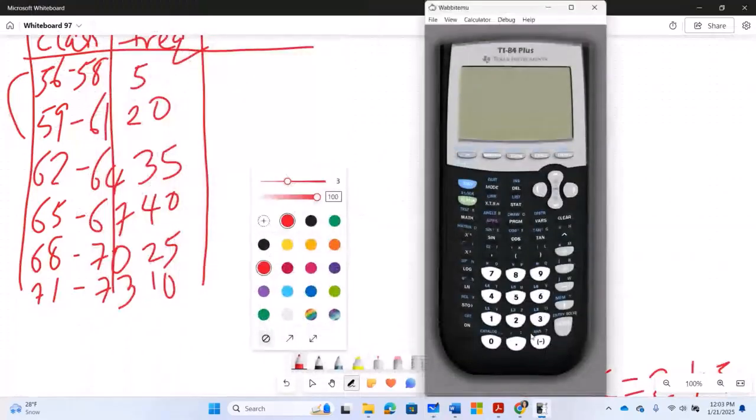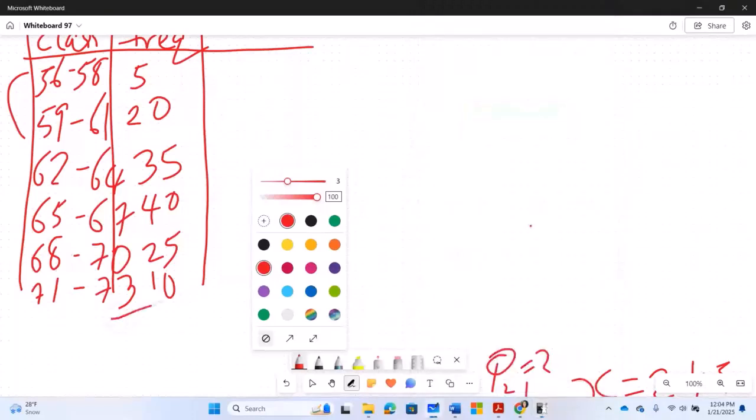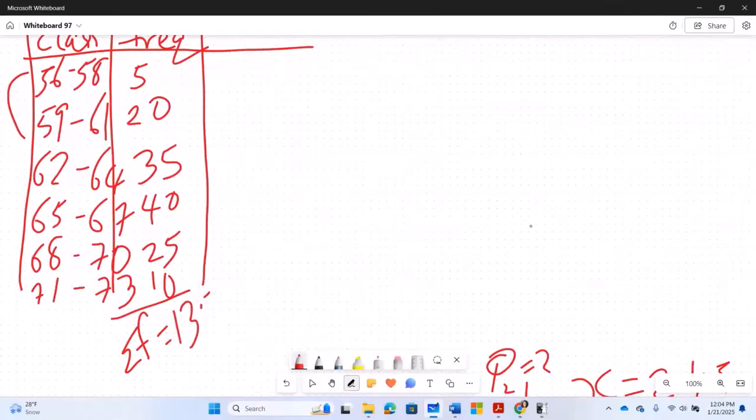So to find the total frequency, I'm going to clear this. And then for the total frequency, I'm going to start from 5 plus 20 plus 35 plus 40 plus 25 plus 10. And when I hit enter, I have 135. Therefore, the total frequency, summation frequency, is 135. Now I have built a frequency distribution table of the data.